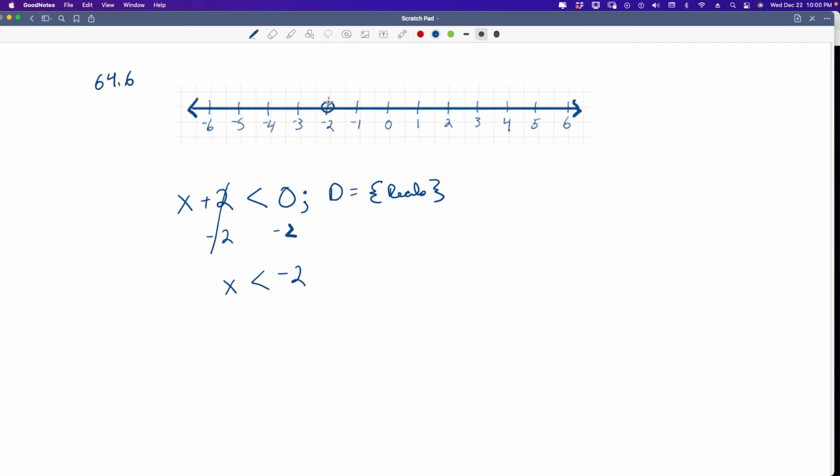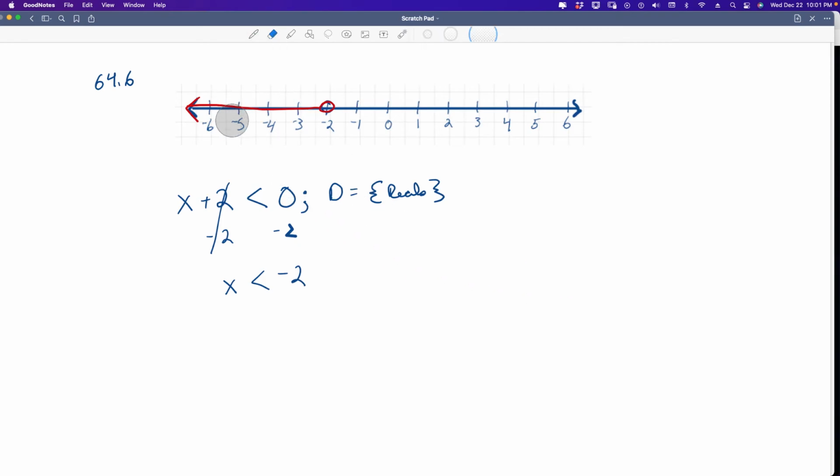So we circle negative 2. It's not equal to negative 2. It's just less than. And then we go this direction. So any number less than, because x could be negative 2.1, right? So negative 2.1 plus 2 would be negative 0.1, which is less than 0. And it is. So you have to include all the numbers right up to negative 2 because they're all less than negative 2.